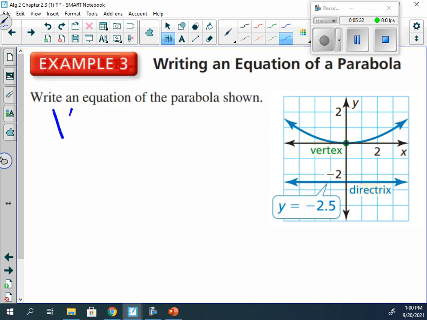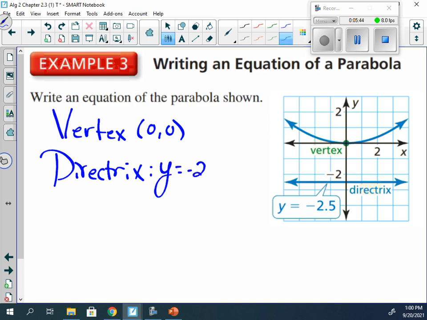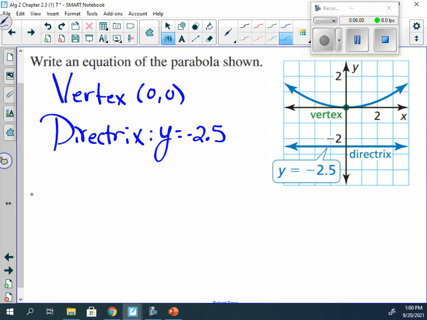On this one, they already told us the vertex is 0, 0. And they tell us that the directrix is y is equal to negative 2.5. So they already gave us that right out the gate. Which of the two general equations will we be using for this? Y equals 1 over 4p times x squared, because again, that general form's directrix is y equals negative p, and we have y equals negative 2.5 for our directrix.